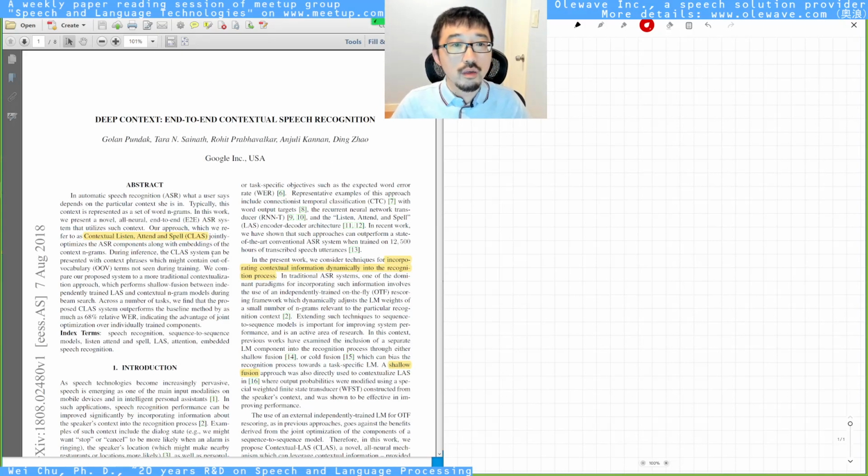Today we're going to be sharing a paper that was published a few years ago. Its name is Deep Context: End-to-End Contextual Speech Recognition.